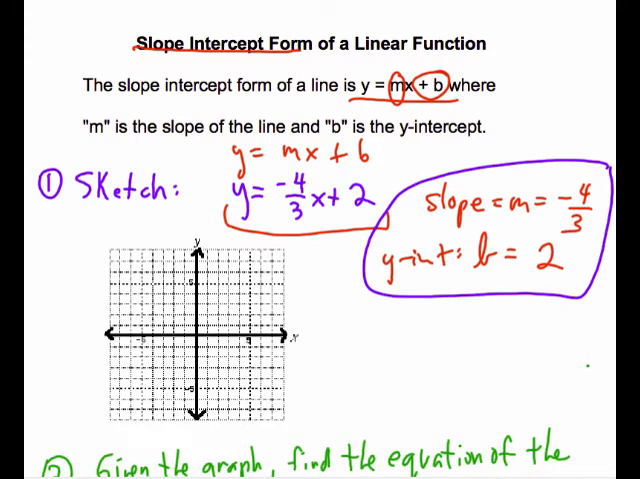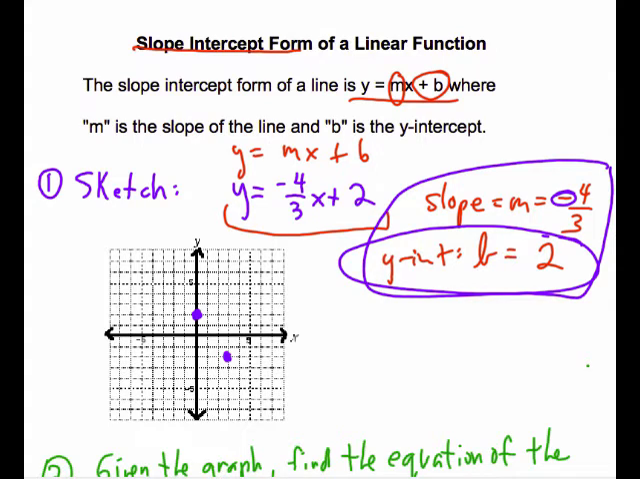If I have 2 points, I can graph a line quickly. If I have 1 point and its slope, I can graph a line quickly. So that's exactly what I have. I have a point. The graph crosses the y-axis at 2, and from there, with a slope of negative 4/3, I drop 4 and run 3, and I'd land there.